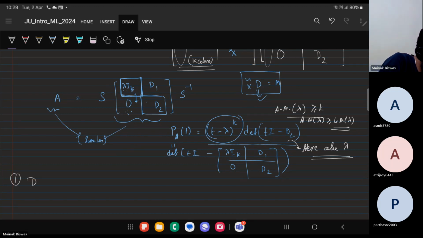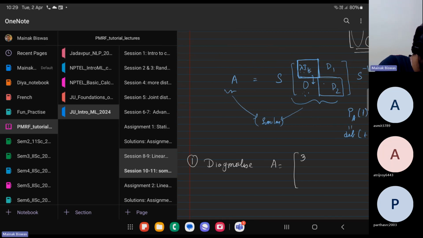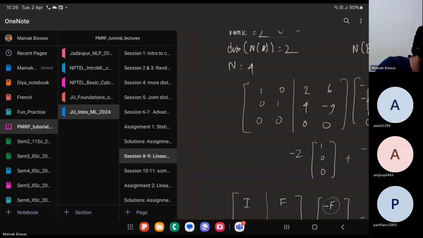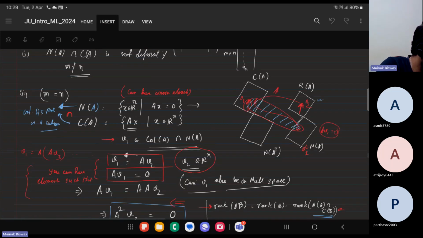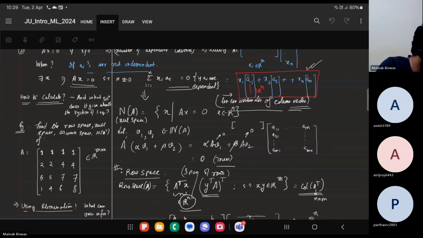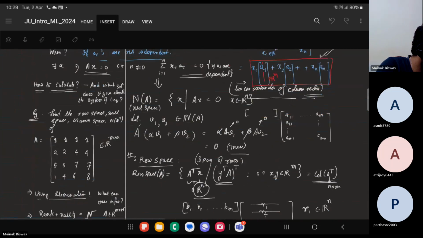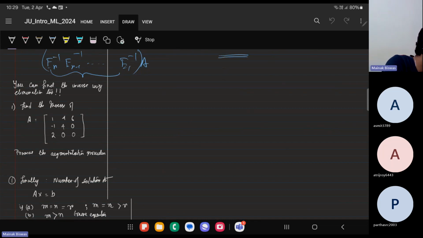Question 1 is diagonalize A equal to the matrices we had done before, right? Where is it? The first class matrix should be, let me check, a 3 by 3 matrix, simple one. This 4 by 4 is too big for you. So this you can do.